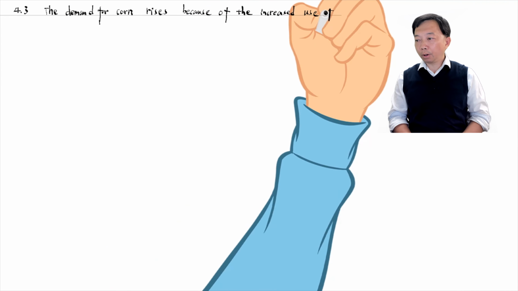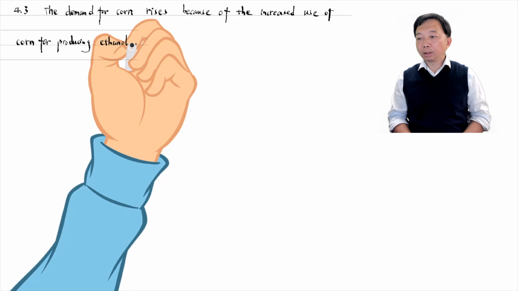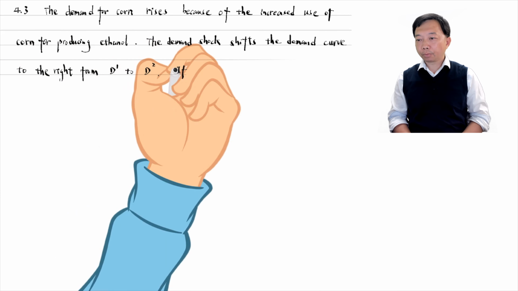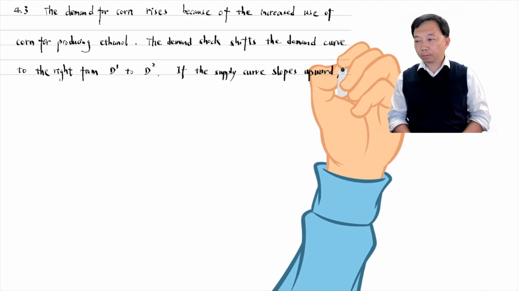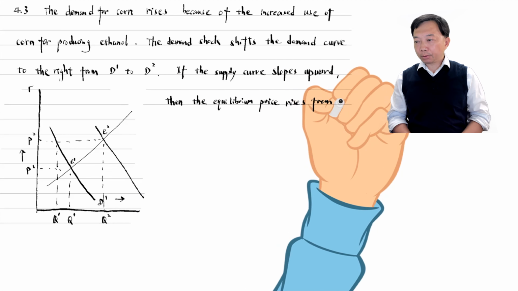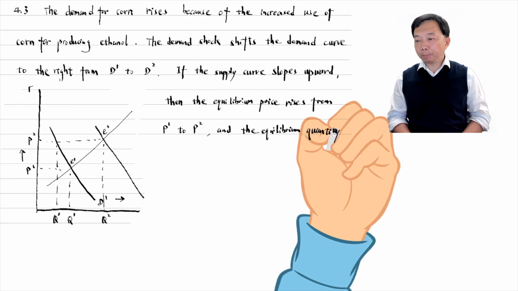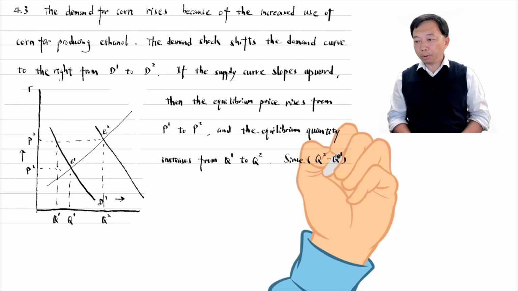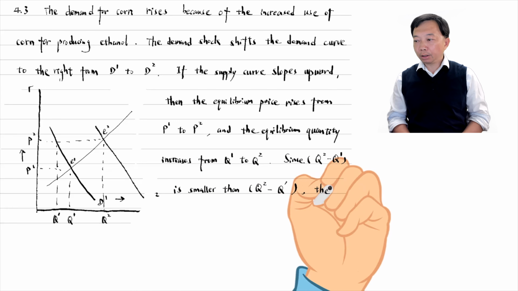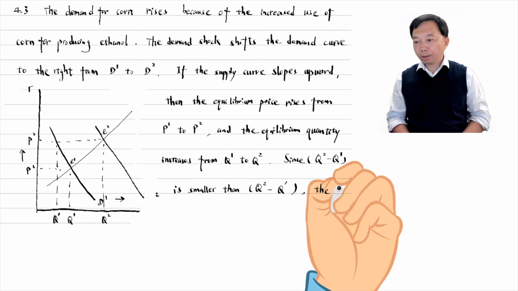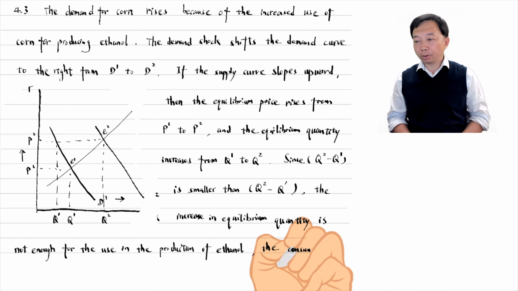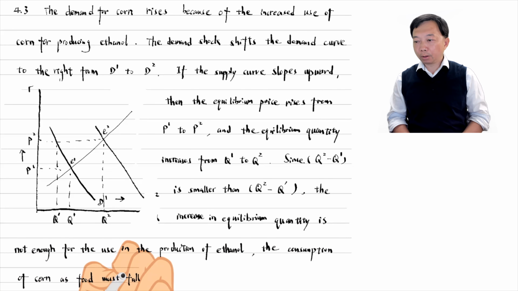The demand for corn rises because of the increased use of corn for producing ethanol. The demand shock shifts the demand curve to the right from D1 to D2. If the supply curve slopes upward, then the equilibrium price rises from P1 to P2, and the equilibrium quantity increases from Q1 to Q2. Since the increase in the equilibrium quantity is smaller than the shift in the demand for corn, that is, the increase in the equilibrium quantity is not enough for the use in production of ethanol, the consumption of corn as food must fall.